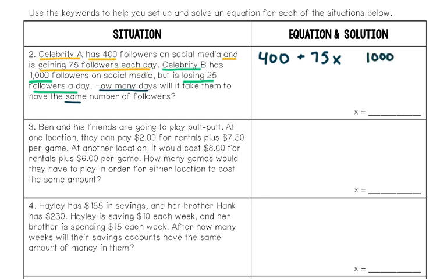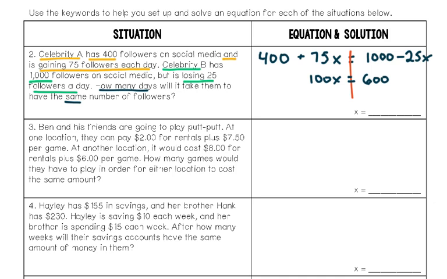For Celebrity B, they have 1,000, but they're losing 25 followers each day. If something is a loss or a decrease or getting fewer, that's a subtraction sign. And then since we want to know when they'll have the same number, we need to do our last step, put an equal sign between them. Now we can solve our equation. We'll get our x's on one side, our numbers to the other, and then go ahead and finish this out.